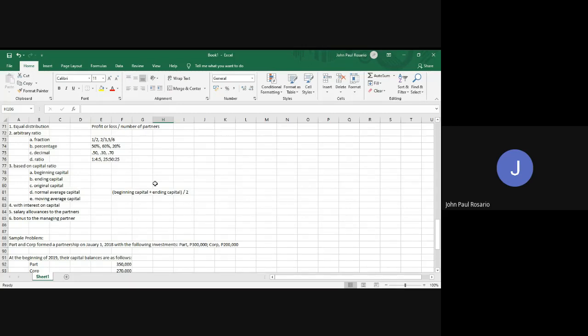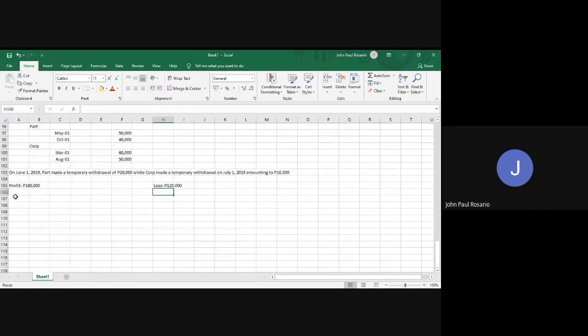So let's put them down. Let's start with equally. So, equally, meaning, how many partners are there? The profit is 180,000. Number of partners is 2. So each partner's share is 180 divided by 2 of the profit. Or if it is a loss of 120, with 2 partners, the share in the loss is 120 divided by 2. As simple as that.